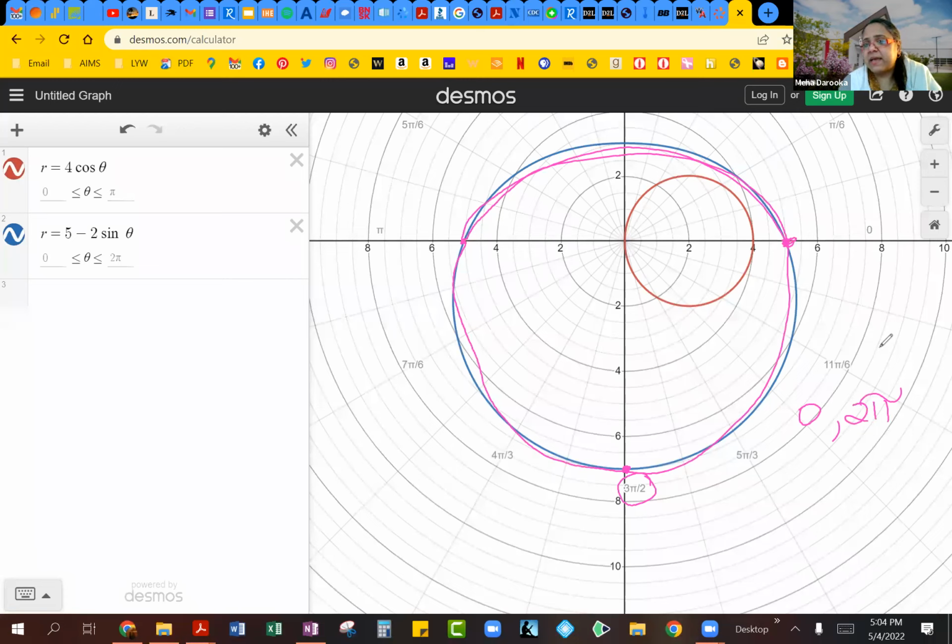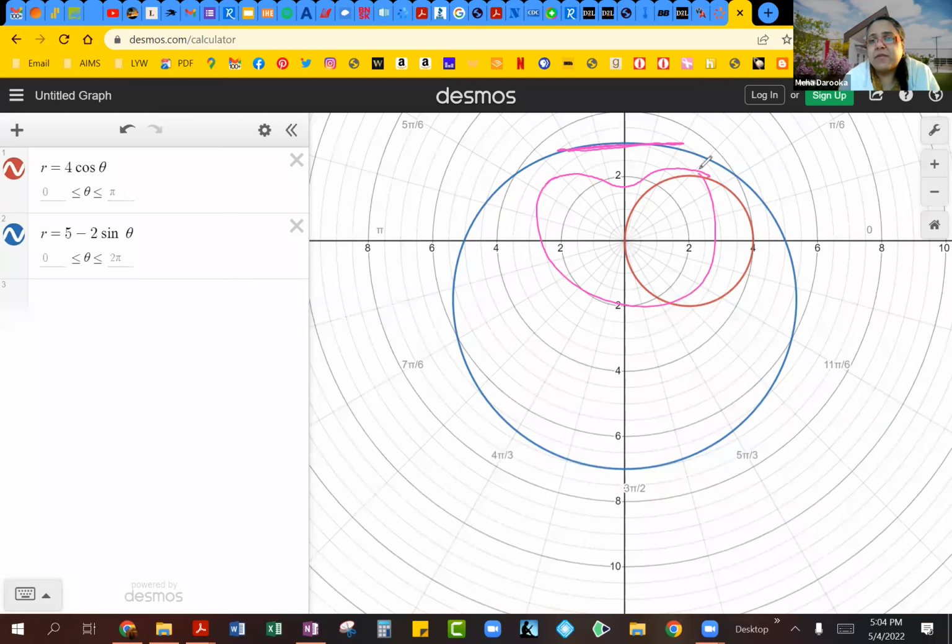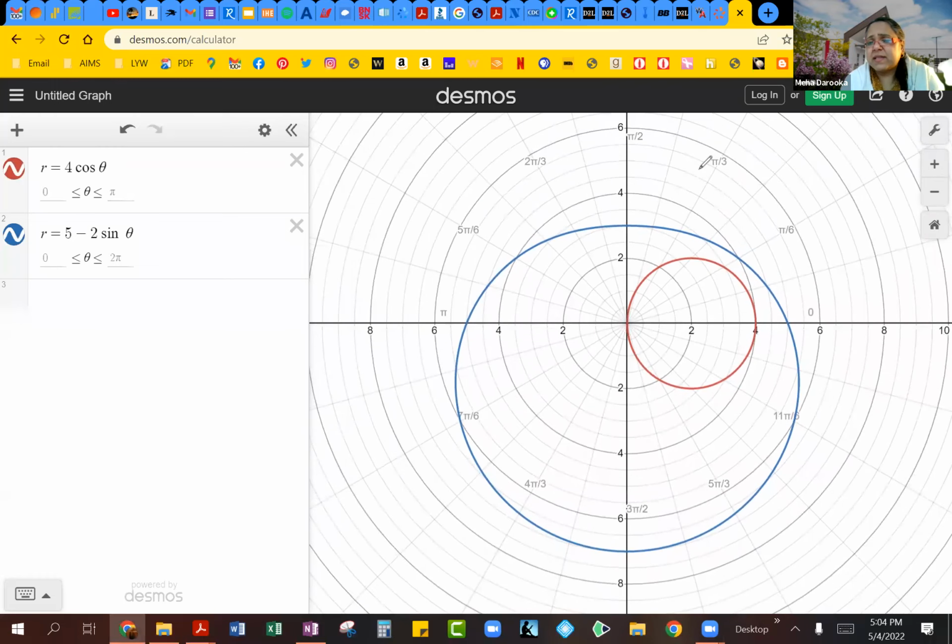So that is what that guy ends up looking like. And as you can see, we have that convex shape, right? You don't have that little dimple in your limacon, because your A divided by B came out to be a value greater than 2. So that's why you have that convex limacon.